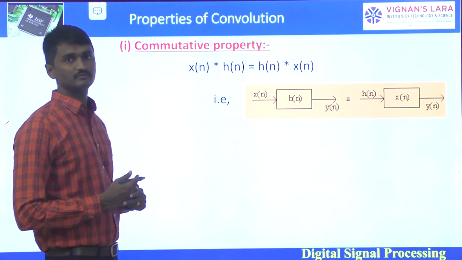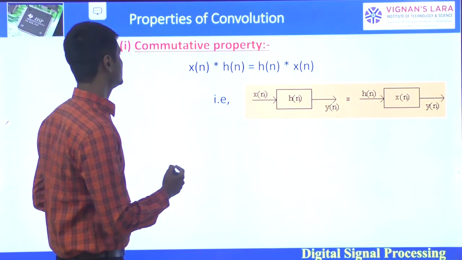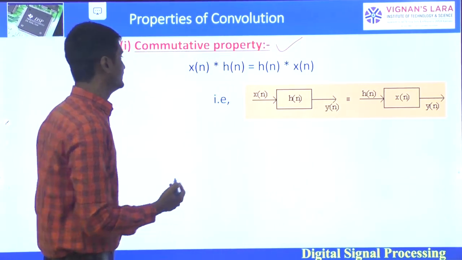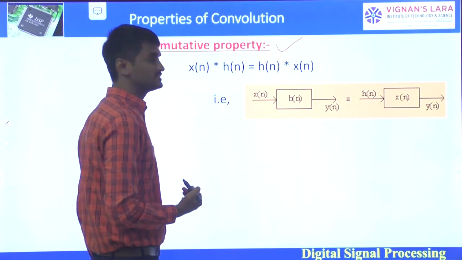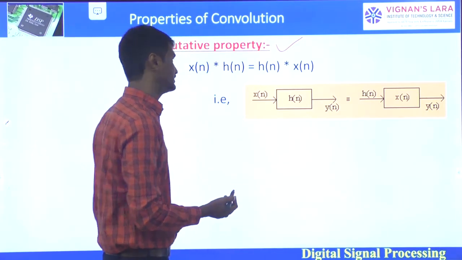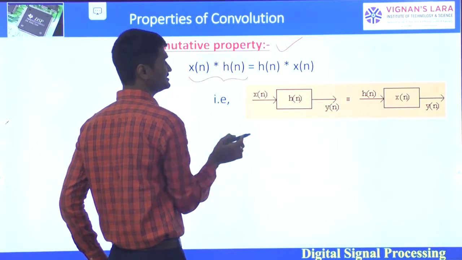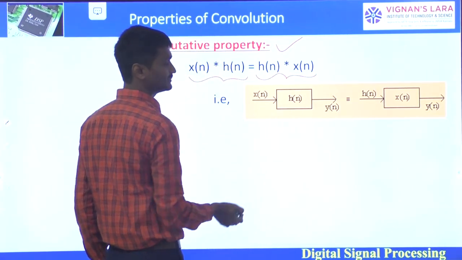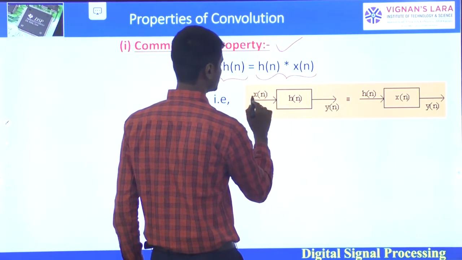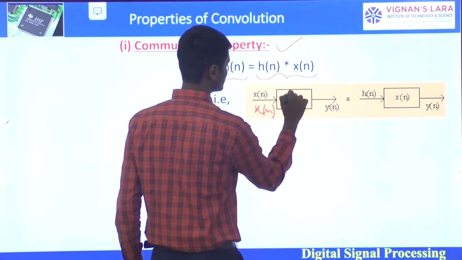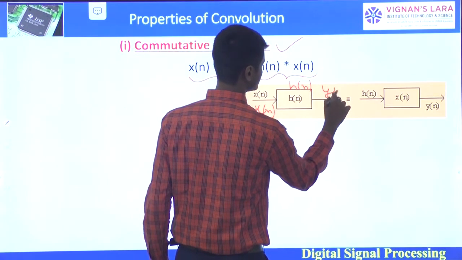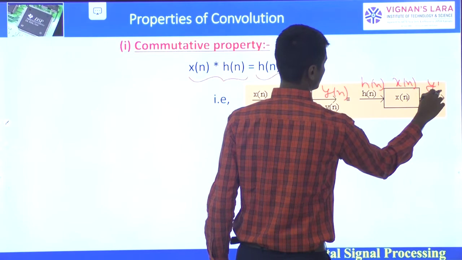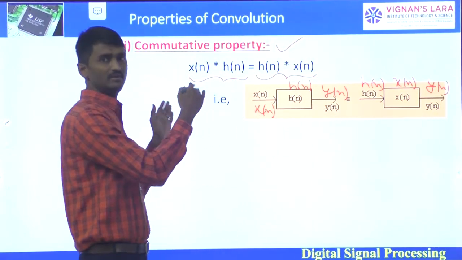Now the properties of convolution. The first one is the commutative property. We know that the convolution of x of n and h of n is the convolution of h of n and x of n. That is, x of n star h of n is equal to h of n star x of n. This is the block diagram representation: input x of n with impulse response h of n gives y of n, and the same with h of n, x of n, and y of n. It is like AB equals B into A.